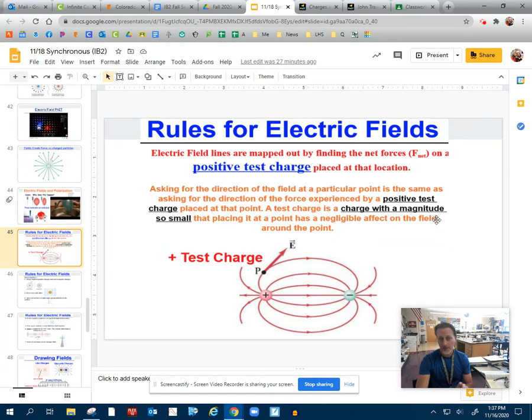All right, next one here, rules for electric fields. So electric fields, again, we define them by placing a positive test charge somewhere and seeing what the effect is on that positive test charge. The way the positive test charge is pushed or pulled gives us our vector direction, and the strength at which it's being pushed or pulled gives us the magnitude of the field. This is how we define a field from these charges.